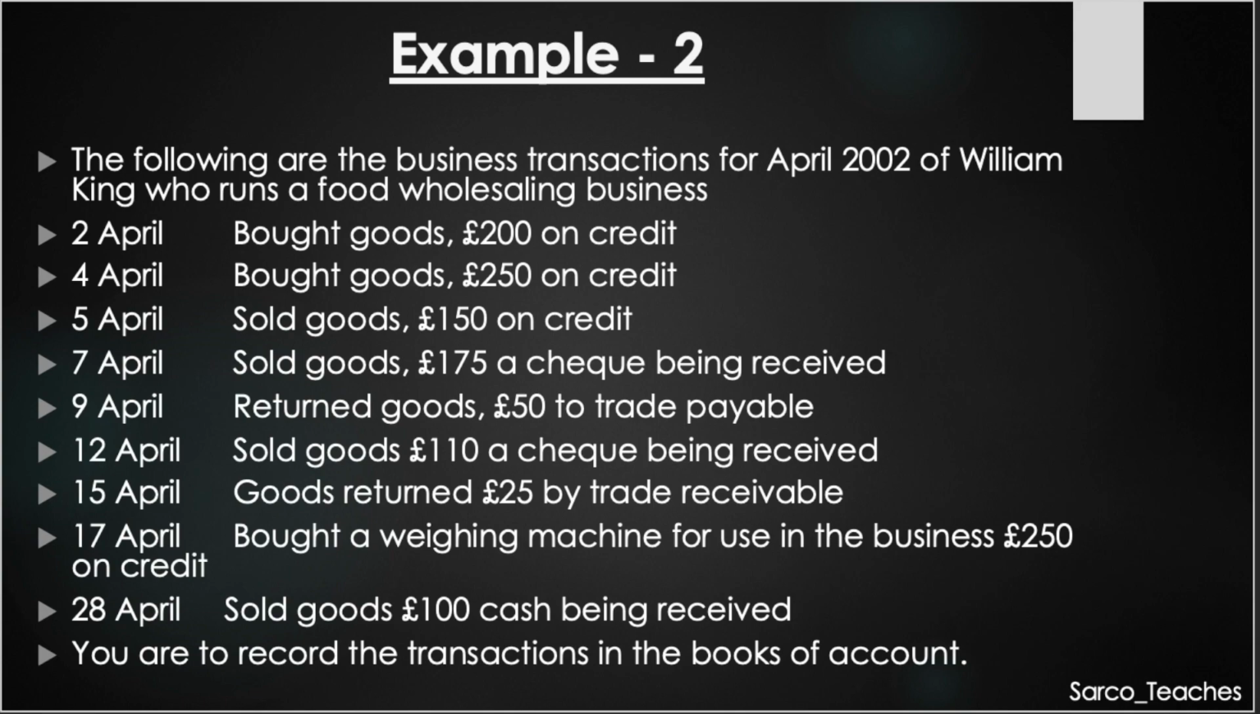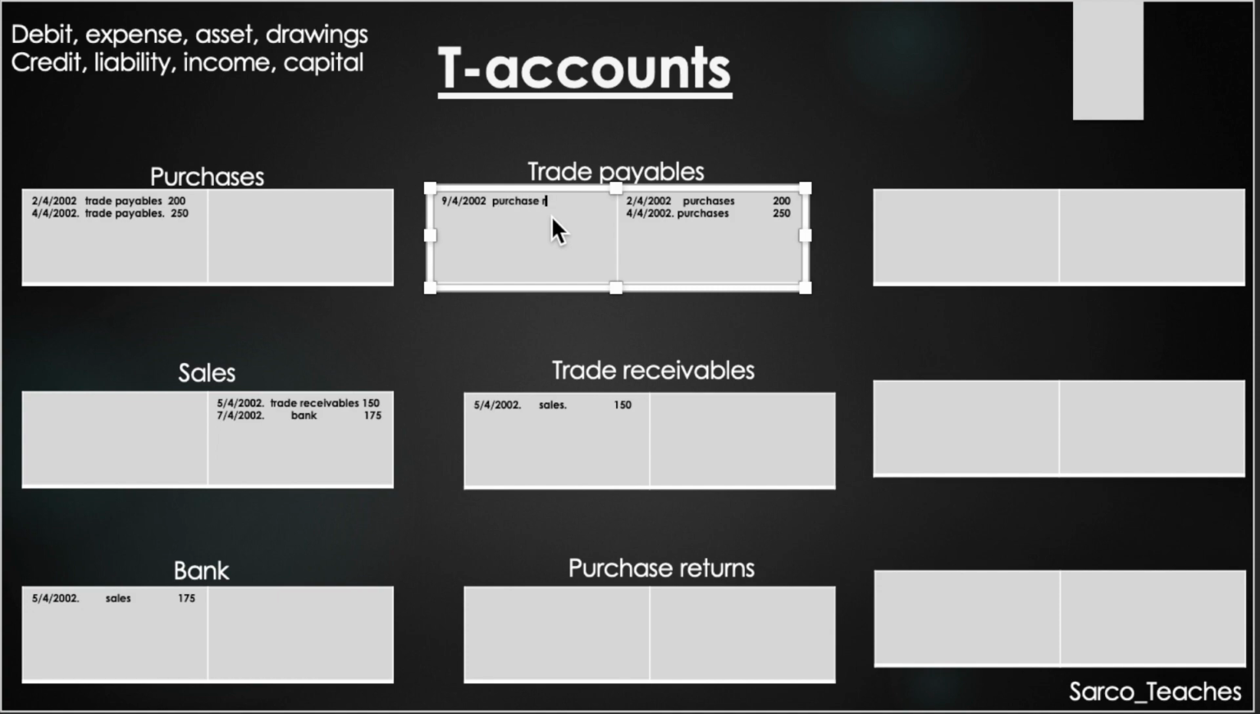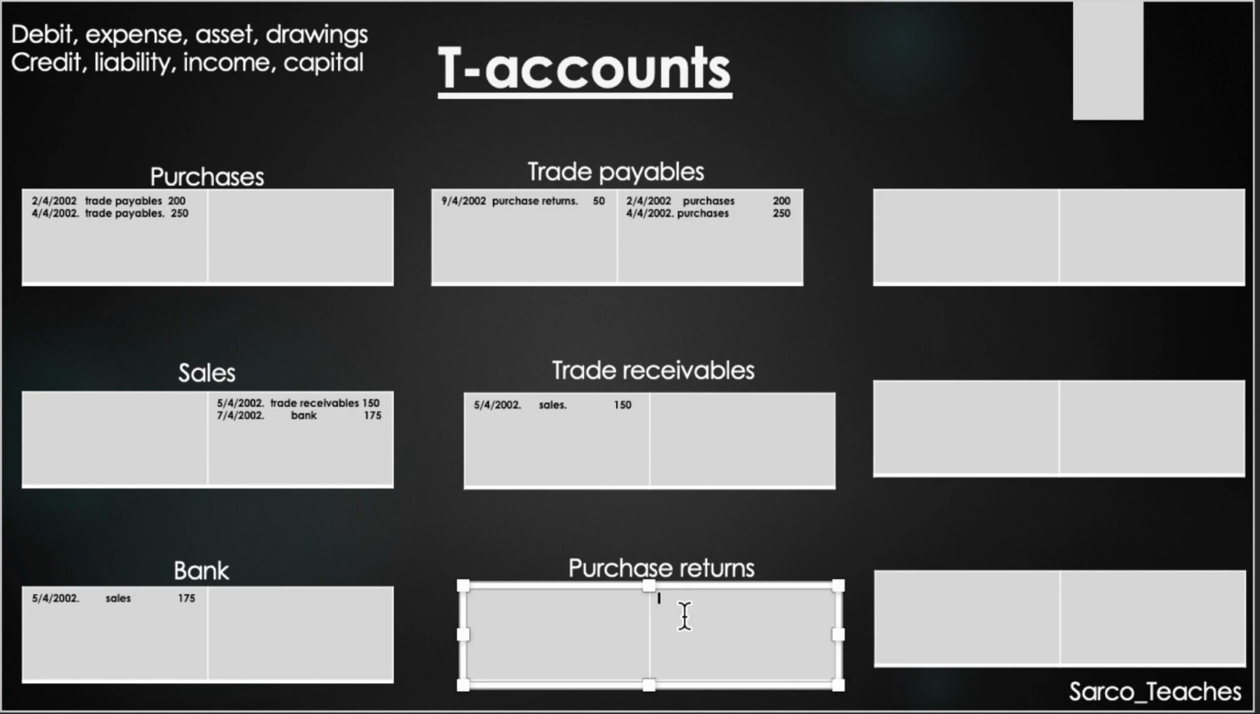So the date for this is the 9th of April. So now we go into our trade payables account, and we put it on the debit side to reduce the trade payable amount. So you put the date, and detail is purchase returns, and for the amount we put £50. Now we go into our purchase return account.